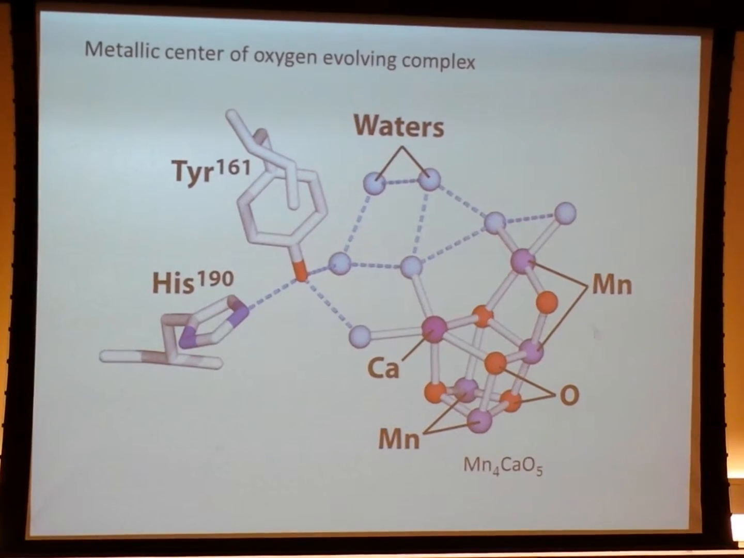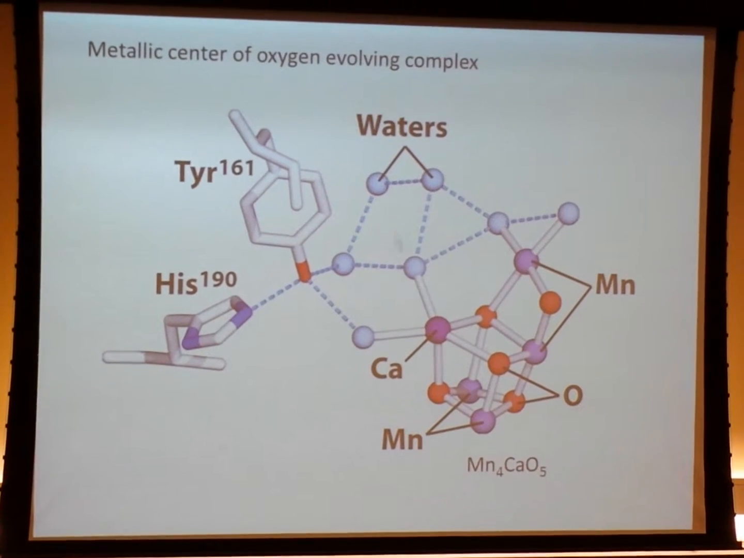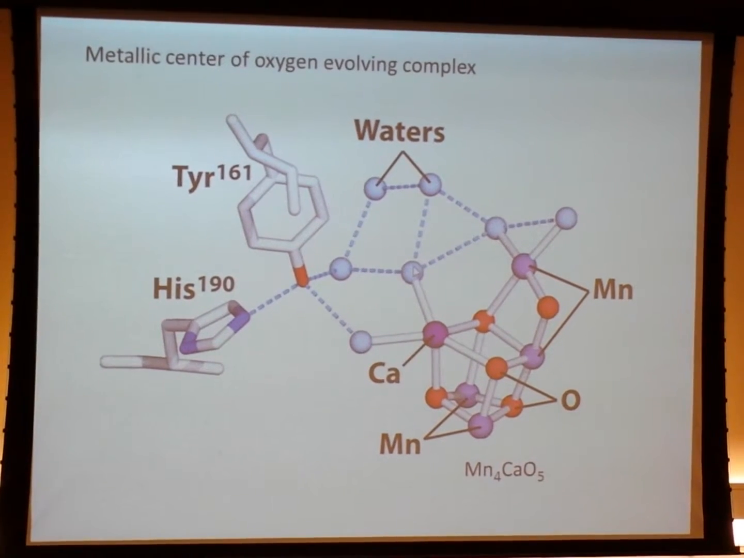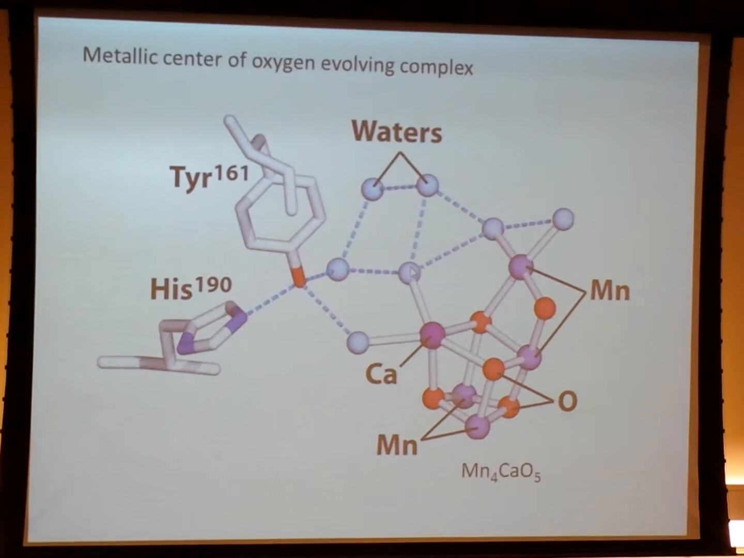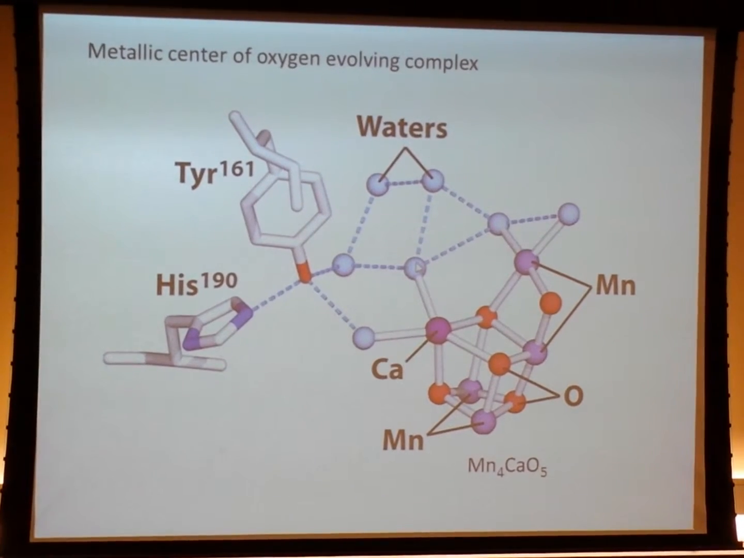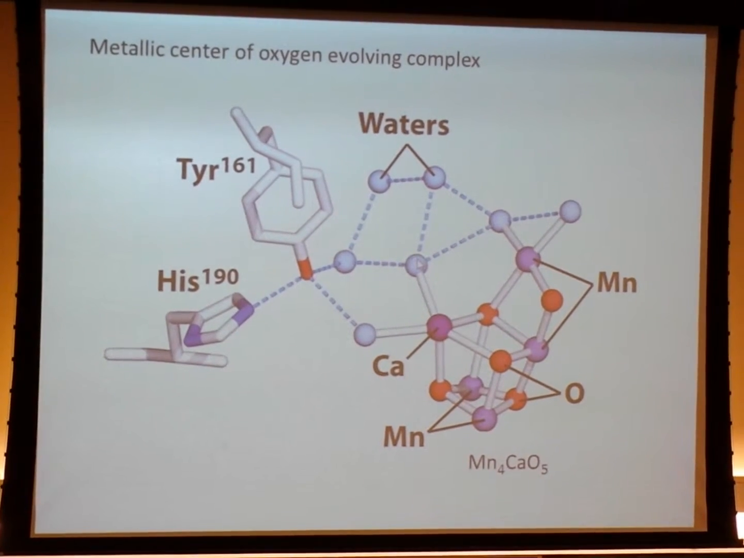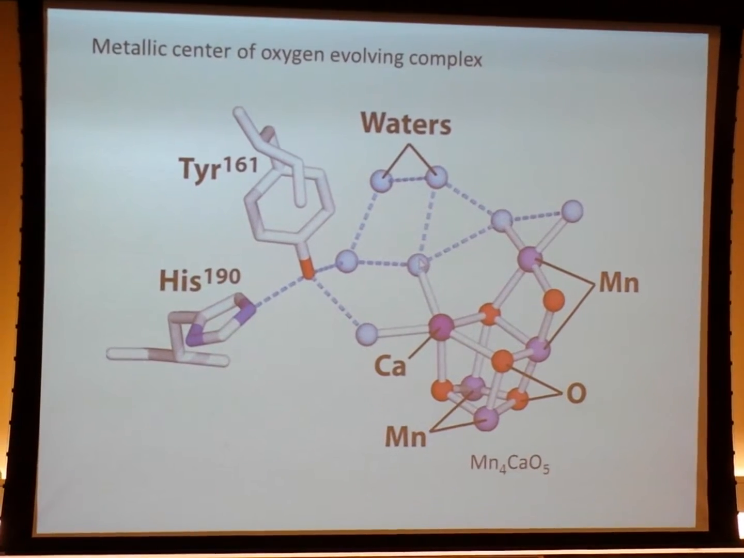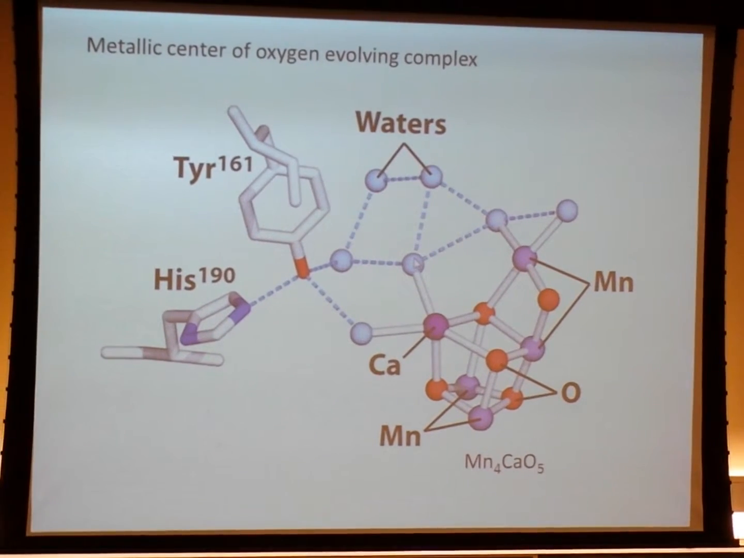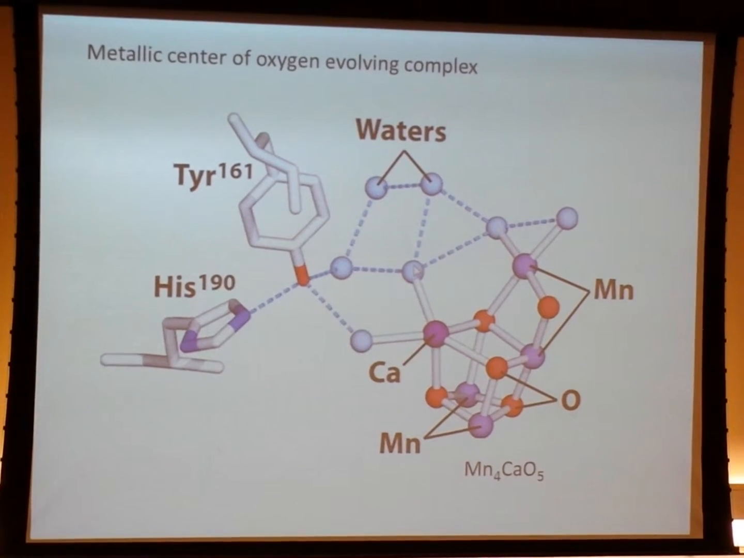There are waters that are making bonds to this. Are these the waters that actually have their electrons stripped away? Probably, but we don't know that for sure. So once again, we see the importance of metals in biochemistry. This metal complex, the calcium, the manganese, somehow are splitting electrons off of waters to make molecular oxygen. It's a very hot topic in research.